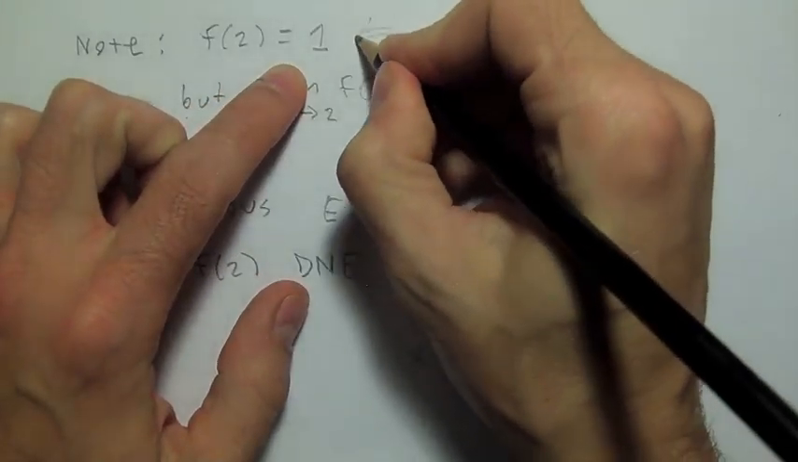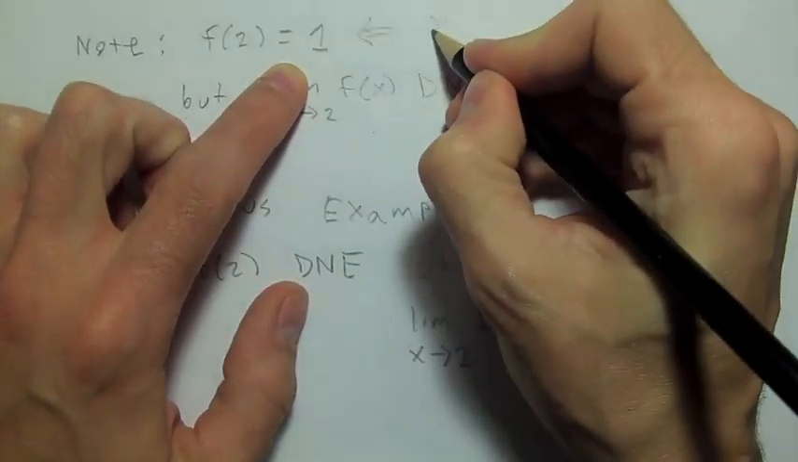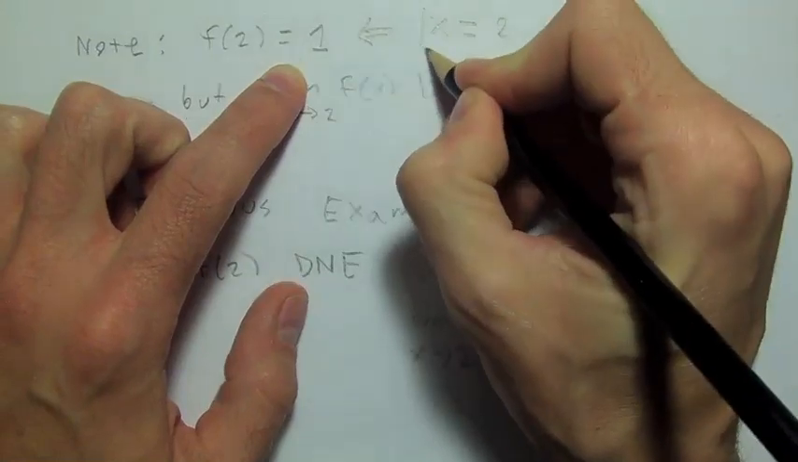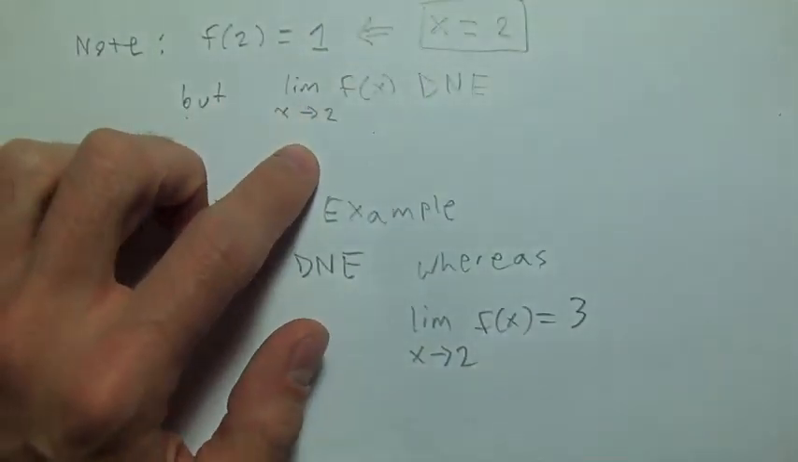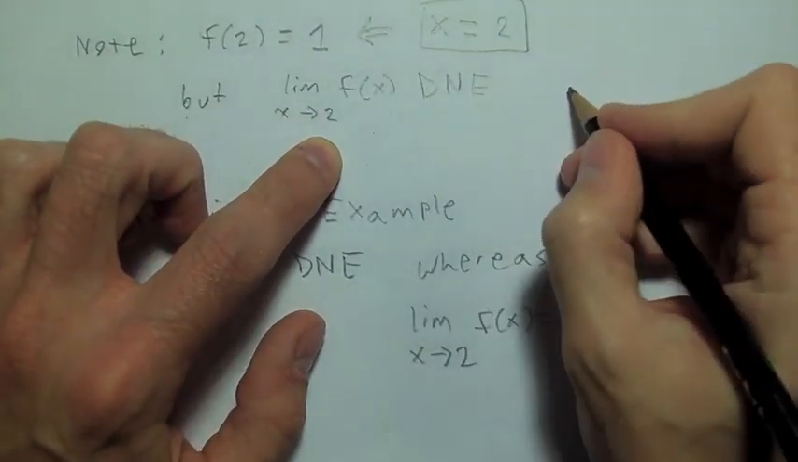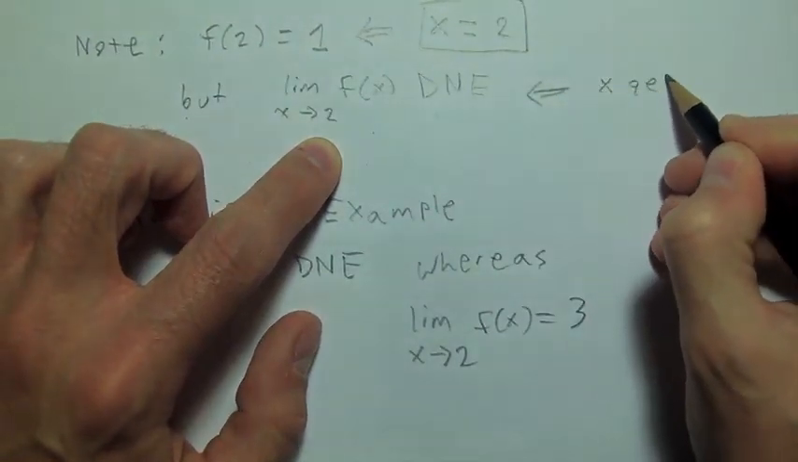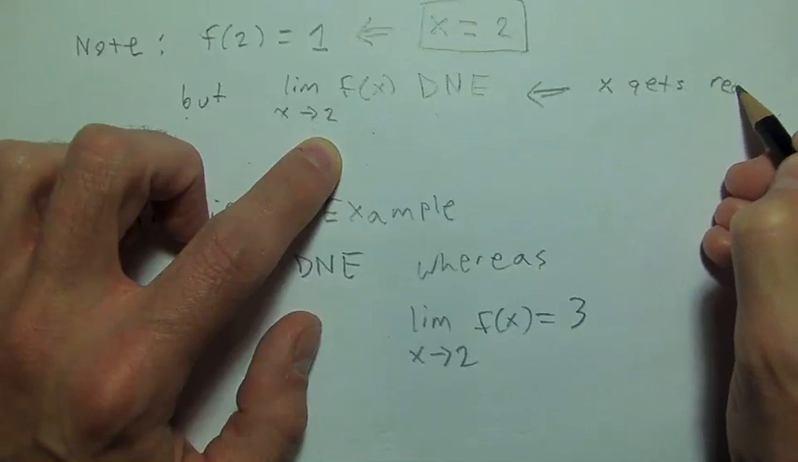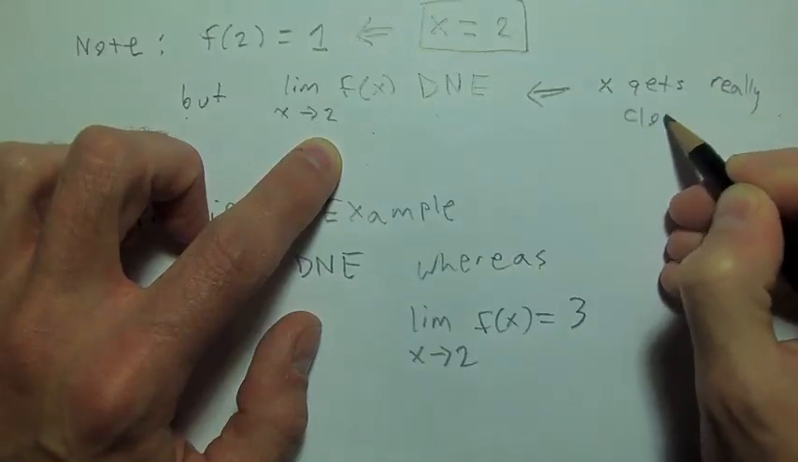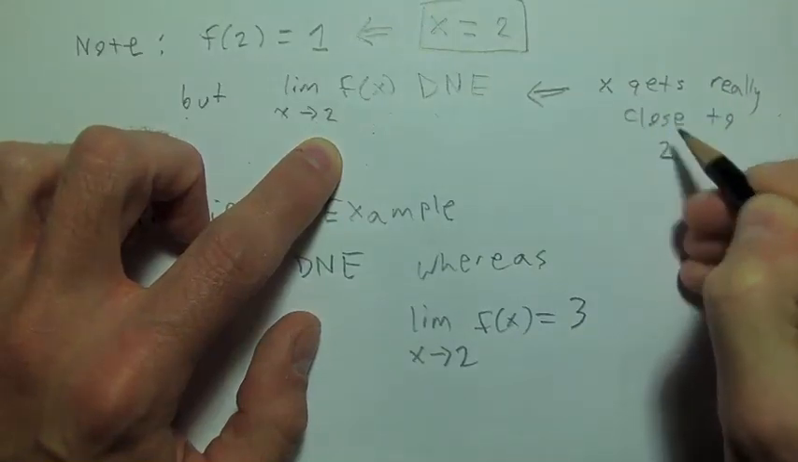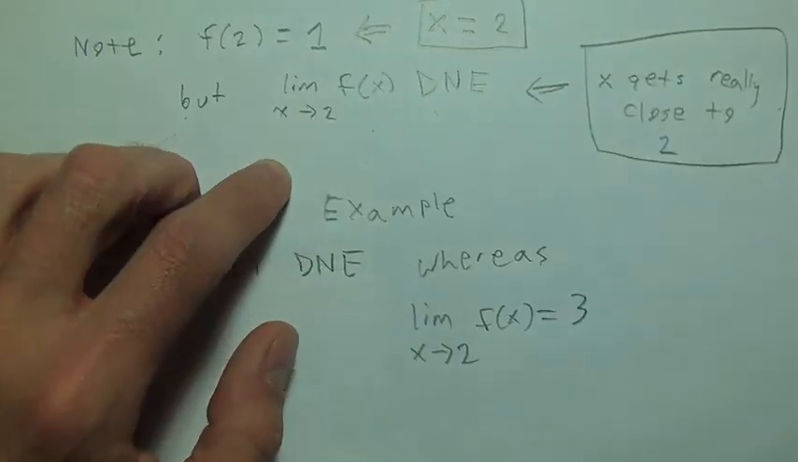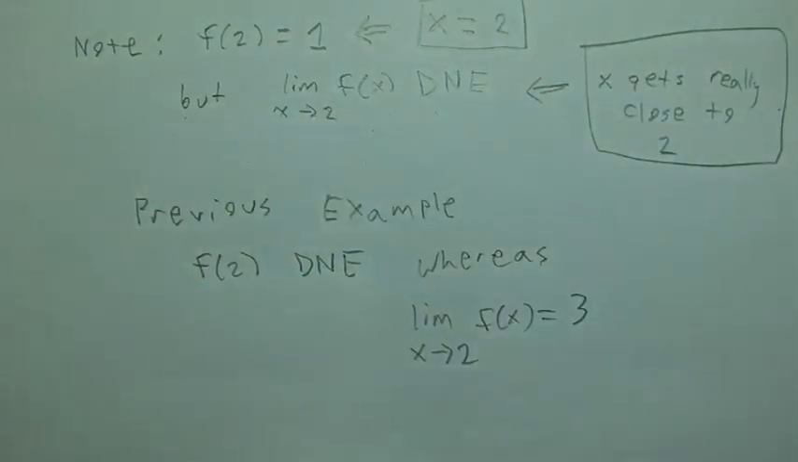This is when x is actually equal to 2. Right? Huge difference there. Whereas the limit, that's telling you what happens as x gets really close to 2. Okay. Big differences there. Okay.